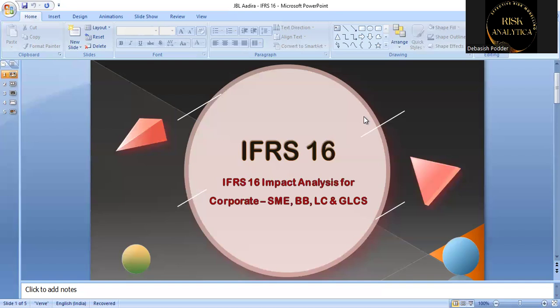So now, one more difference between operating lease and finance lease is that operating lease will always be for a shorter period of time, whereas capital lease or finance lease is for a long period of time. In operating lease, ownership of the asset cannot be transferred from lessor to the lessee, whereas in finance lease, the ownership of the asset will be transferred after the lease period.